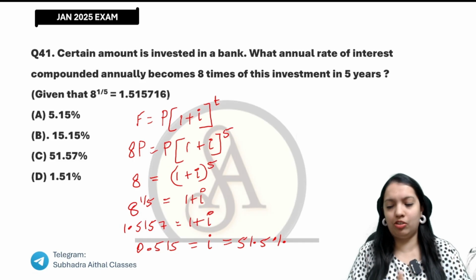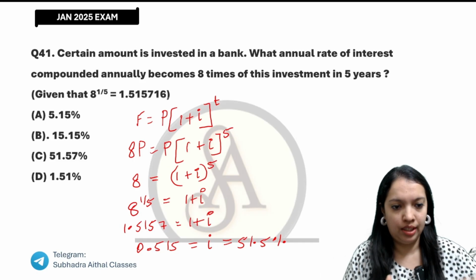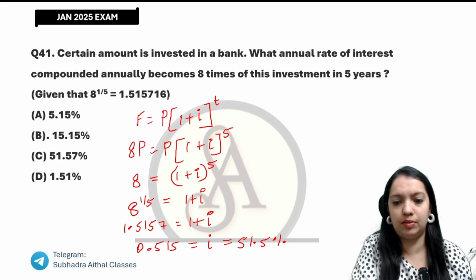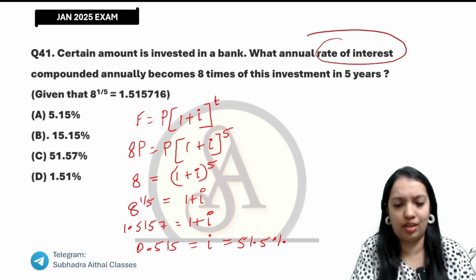This time, what about the paper is that there are totally 15 questions from the time value of money chapter. Here is the next question. A certain amount is invested in a bank. What is the rate of interest? So you have to calculate the I or R value.